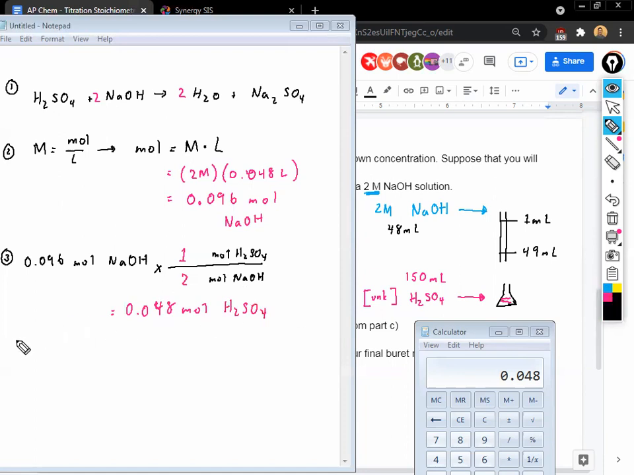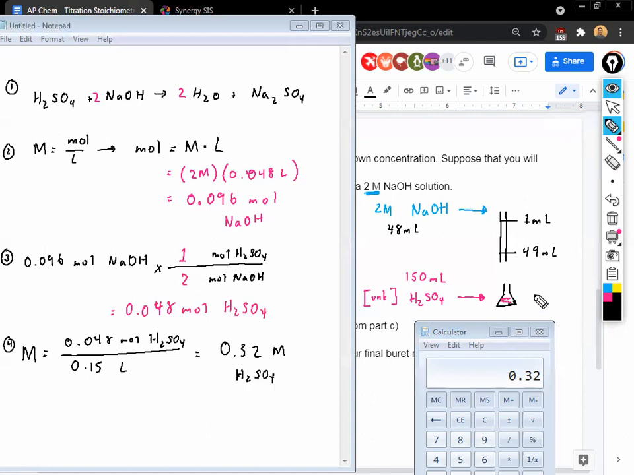All right, and then last step, we just need to use the molarity formula again to calculate the molarity of the acid. So we're going to plug in 0.048 moles of H2SO4 on the top. We're going to divide it by the volume of the acid, which was 150 milliliters, so 0.15 liters. We just need to divide in the calculator 0.048 divided by 0.15. And then our concentration for the acid and our final answer is 0.32 molarity H2SO4.